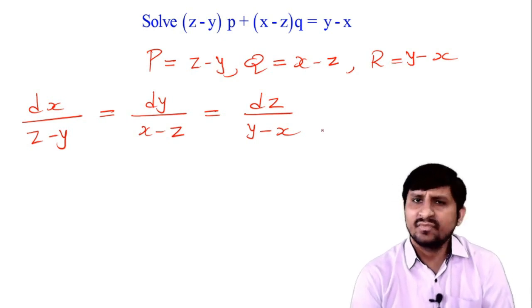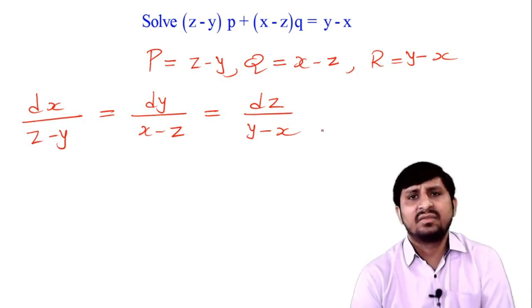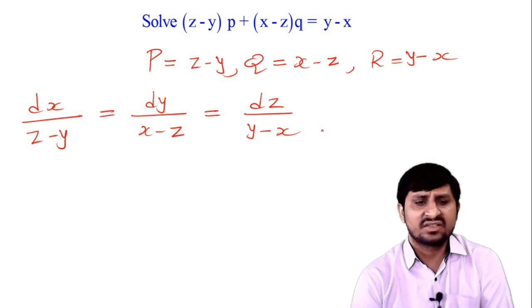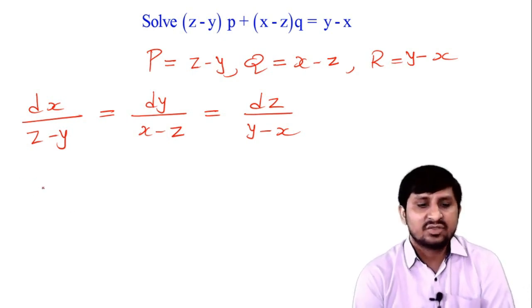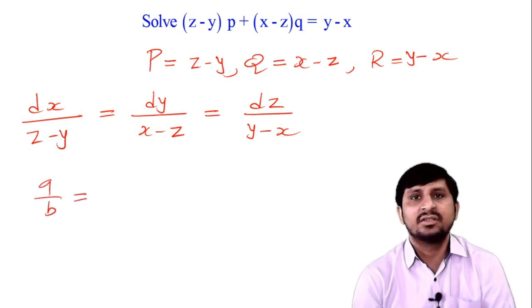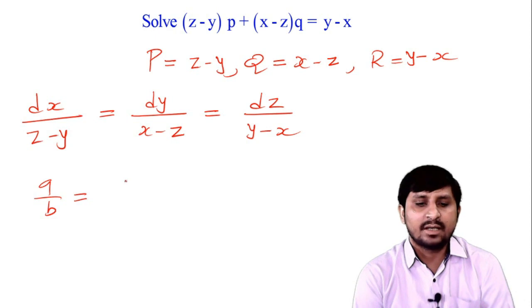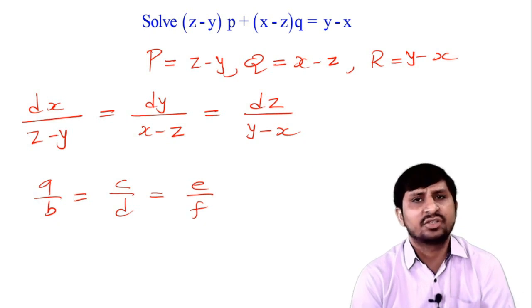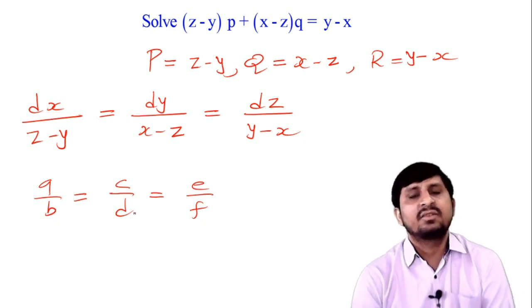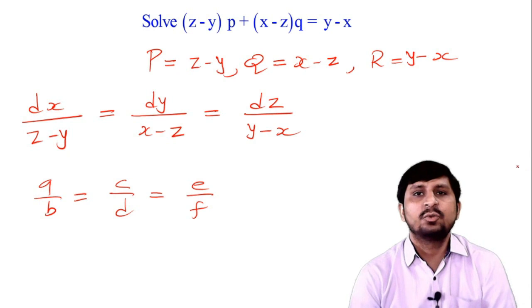Now a very basic concept which you already studied from your lower standard. Let me show you how we can use the multipliers method. First of all, we know that suppose we have this type of fractional relation: a upon b is equal to c upon d is equal to e upon f.